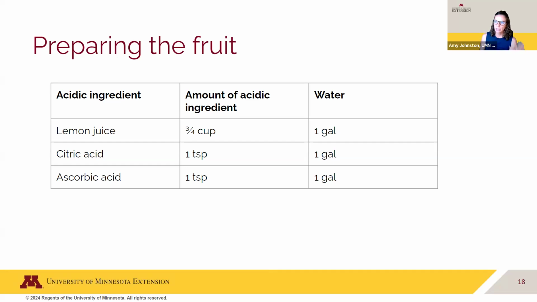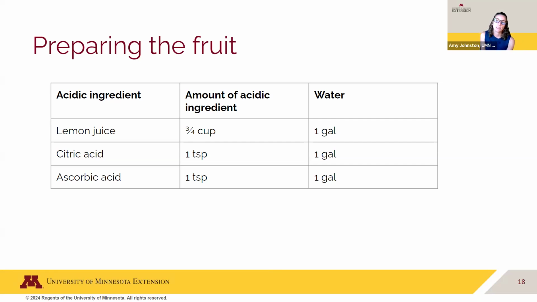If you're using bottled lemon juice, you can have confidence in the pH, and you can use three-quarters cup to 1 gallon of water. If you're using fresh lemon juice, test that pH and make sure it is in that range. And then for citric acid and ascorbic acid, it's a teaspoon each per 1 gallon of water.